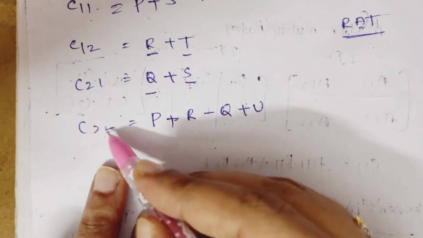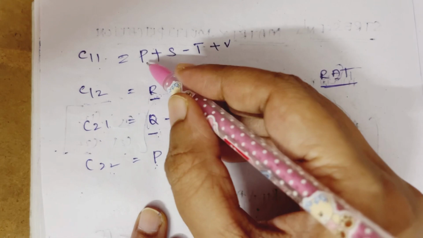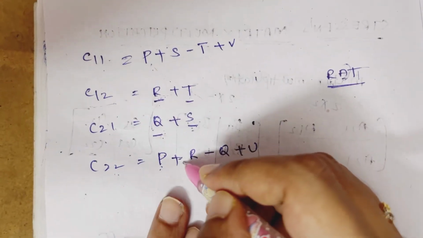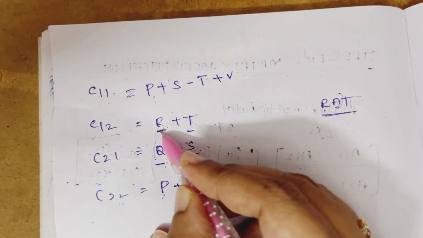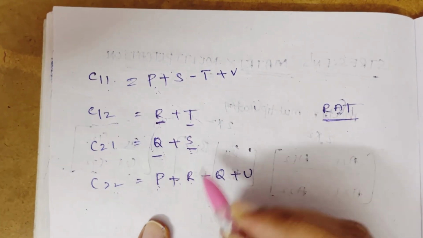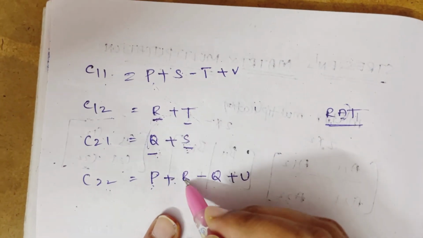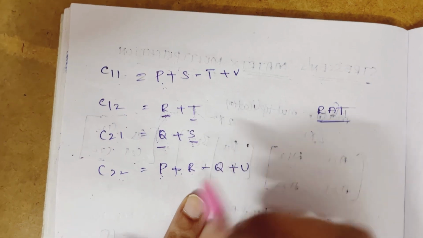Now C11 and C22 will be very tricky. Look carefully once. For both, we write P: P and P, and write plus. Here the first one is R, and the diagonal elements: the first one is R, the second one is S. So S is written on top and R below: S and R. Next you have to write the minus symbol.